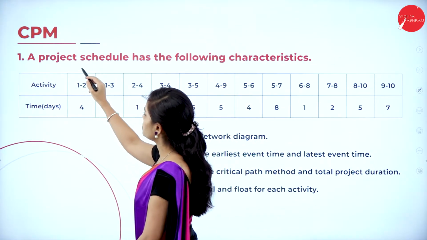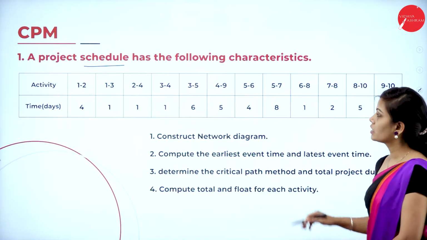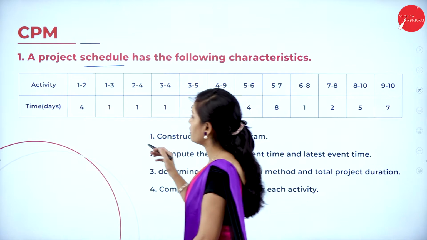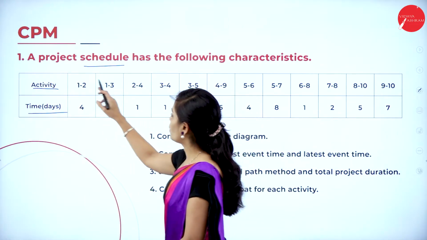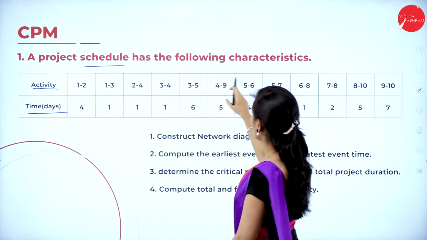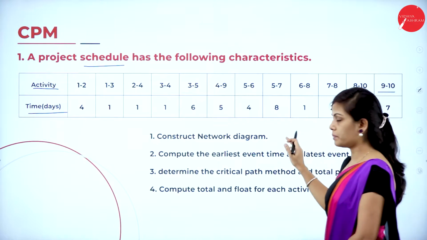So your next problem is a project schedule with the following characteristics. In the given question, they have given the activity and time in days. So 1 to 2, 1 to 3, 2 to 4, etc., up to 9 to 10. So this is your given table.